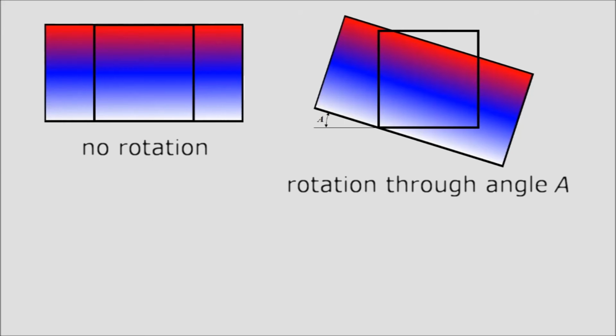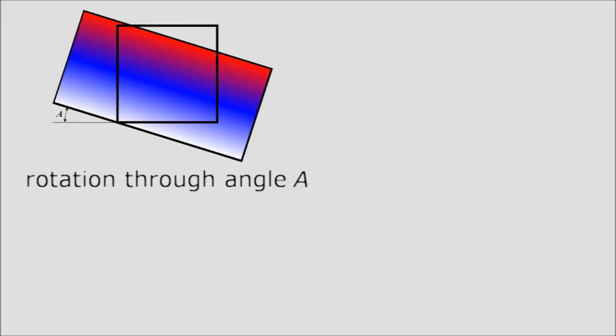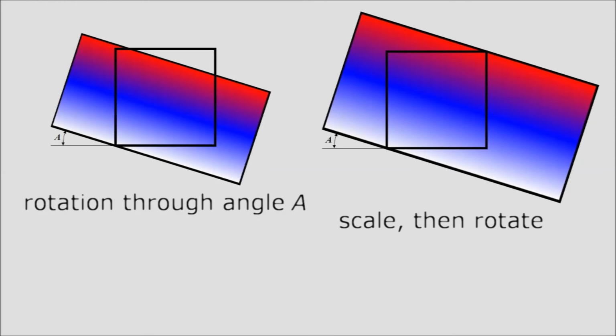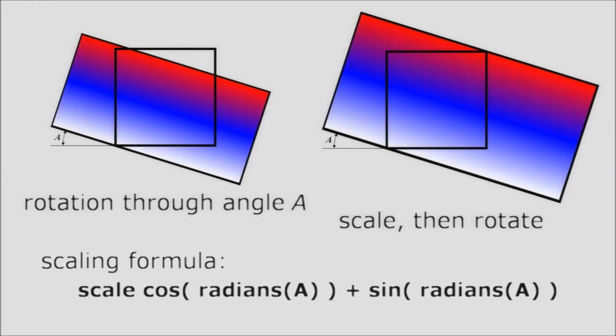Actually, that's rotation through the negative angle as far as the z is concerned. If you want to make it fit the box, what you have to do is scale it, make it a little bit bigger. And I worked out the math for that. The correct scaling formula for a 1x1 box is actually this.